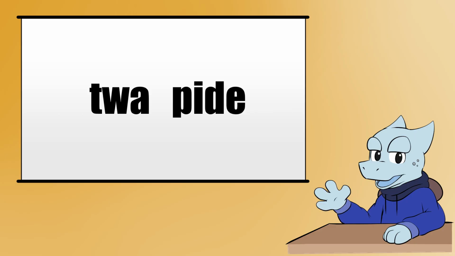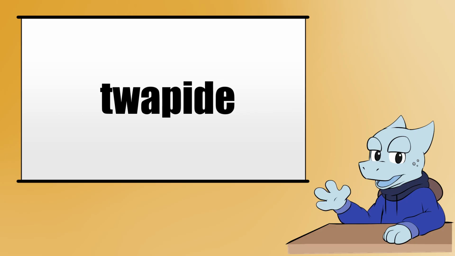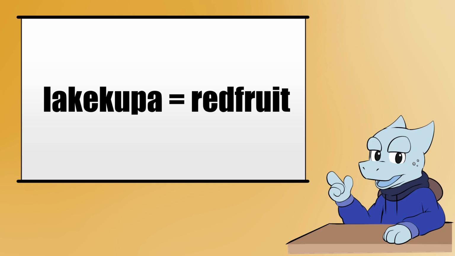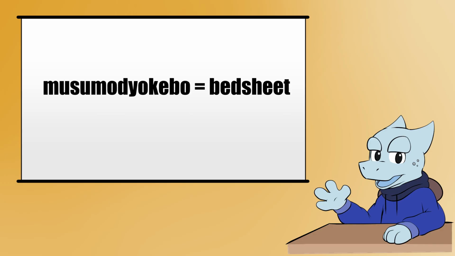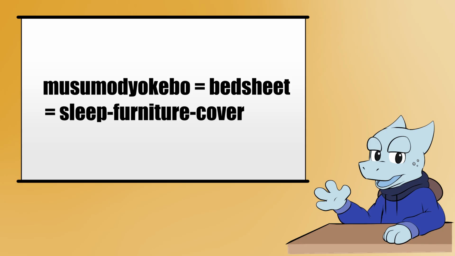Compound words are formed just by combining the describing words with the word being described. You can tell the difference based on the word stress, which is always put on the last syllable of the word. Lake kupa means red fruit, a fruit identified by being red, maybe a raspberry or strawberry, for example. You can combine as many words as you want. Musumojo kebo means bedsheet, sleep furniture cover.